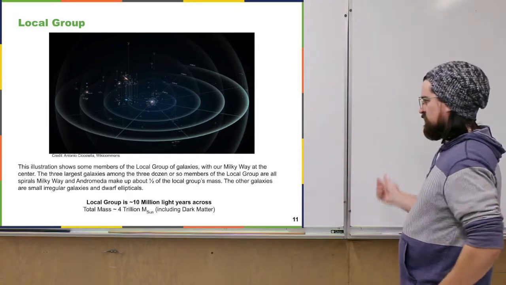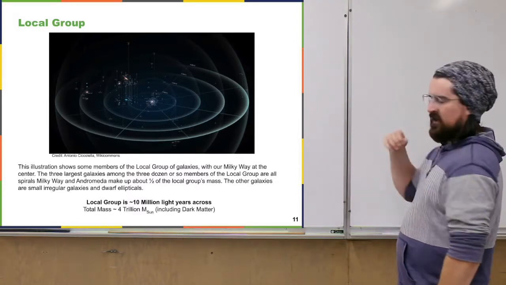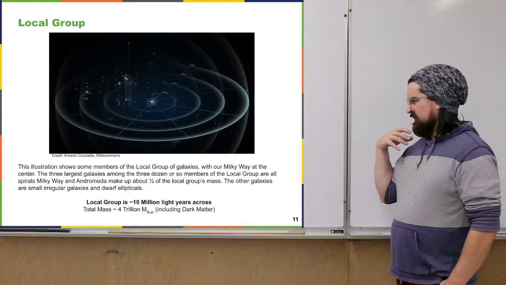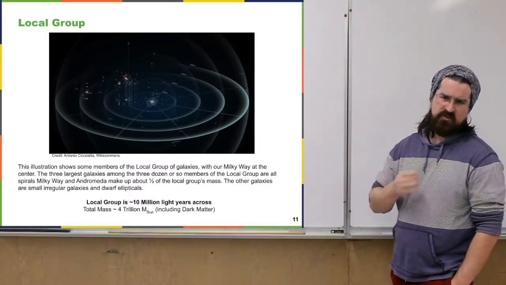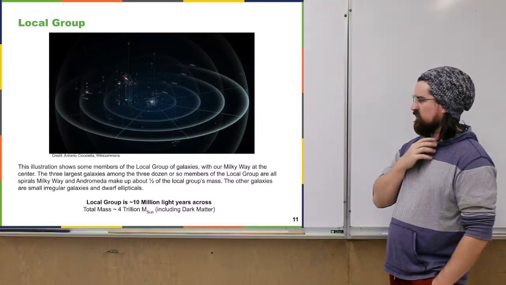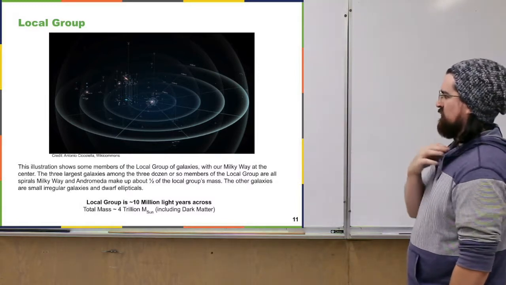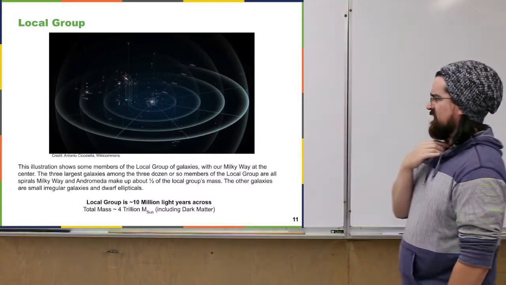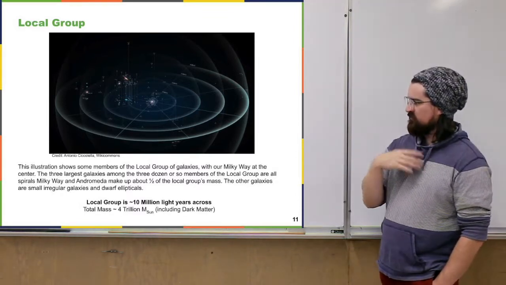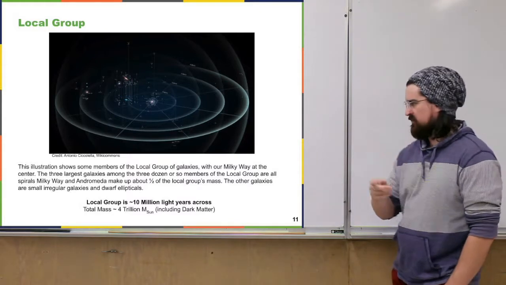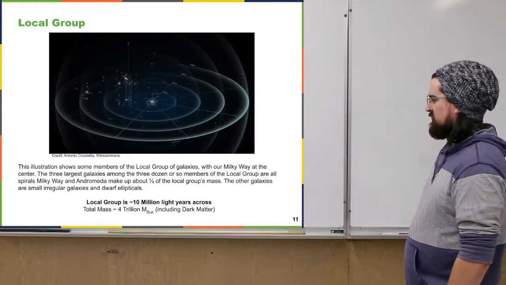So the local group is basically the Milky Way, Andromeda, and there's a couple other larger ones, but the Milky Way and Andromeda pretty much make up a large portion of the mass of the local group. Right, about half of the mass of the local group is all just our galaxy and Andromeda. In terms of numbers, there's a lot more smaller, irregular and dwarf elliptical galaxies.